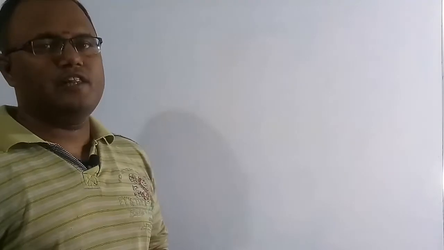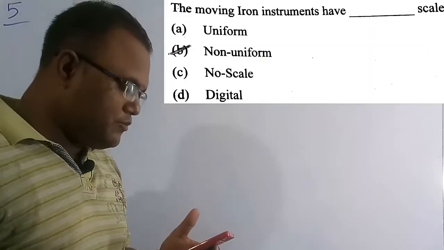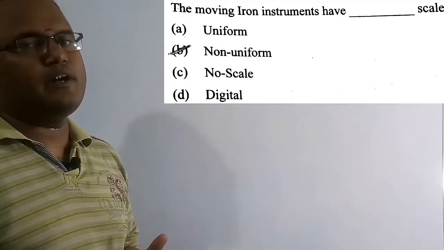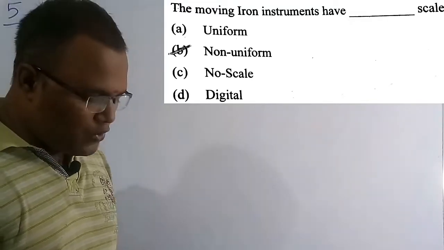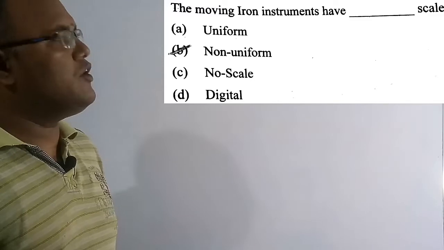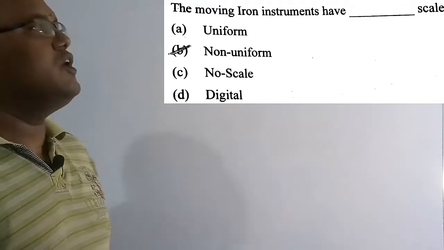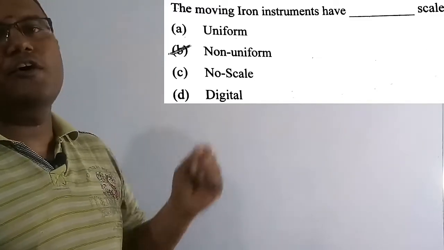Now we are going to solve the fifth question. The question is: the moving iron instruments have dash scale. What is the nature of the scale of moving iron instruments? Out of the four options, B, non-uniform, is the correct solution of this question. So moving iron instruments have a non-uniform scale.